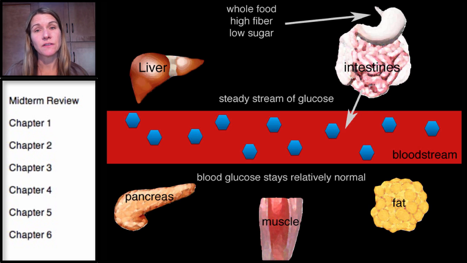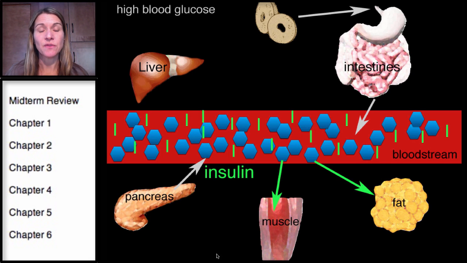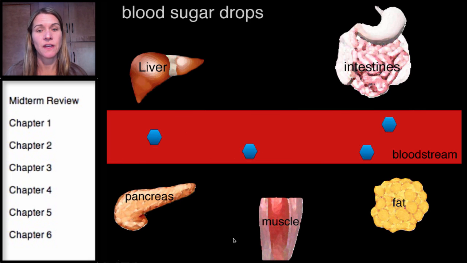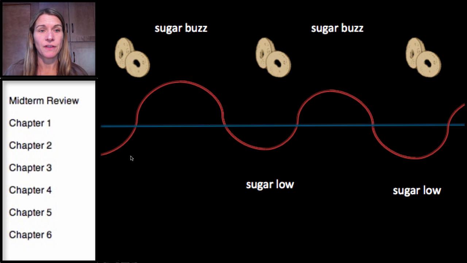Now, this is just referring to if you don't have a really highly refined carbohydrate, you're eating a whole food, it's low sugar, it's low starch, it has high fiber, then you have more of a steady stream of glucose. And the blood glucose is more likely to stay at a relatively normal level as opposed to having these spikes high and low. Because if you eat this bagel, you get a lot of glucose, you get a lot of insulin. And then this drives it into the cells, and then the blood sugar drops. So remember, you get the sugar high, sugar low, sugar high, sugar low.